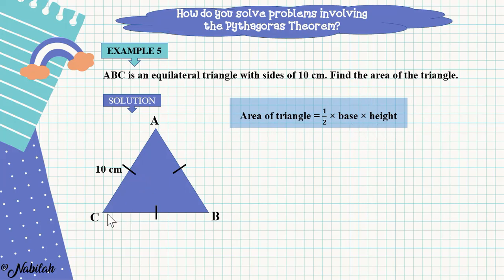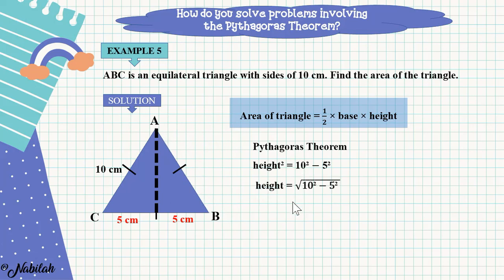So the base is CB. We know that CB is 10, but we do not know the height. The height is from A to the midpoint of CB. So we can find the height by using the right angle triangle for one side. Using Pythagoras Theorem, height squared here is hypotenuse 10 squared minus 5 squared.